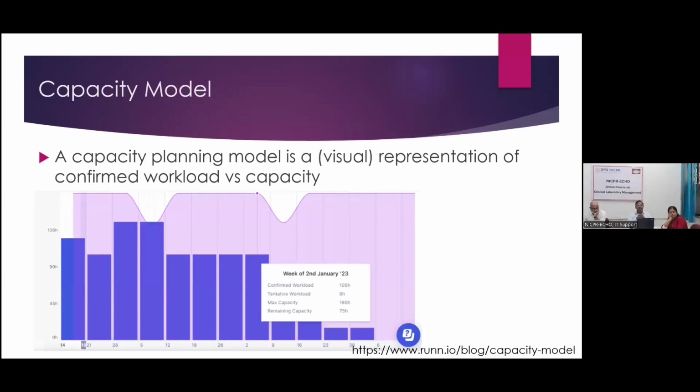Then there is a concept of capacity model. Capacity model is a visual representation of confirmed workload versus capacity. We have various software available in the market which we can use for our capacity model generation, and we can see the real time as well as planned picture of our workload as well as the capacity.